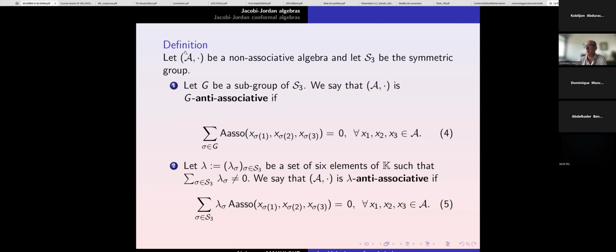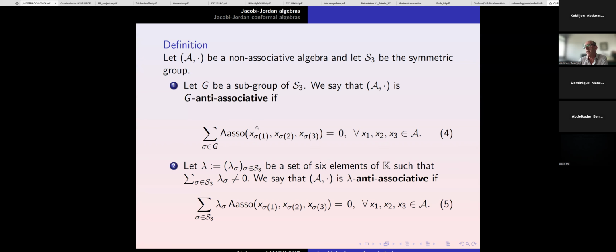Okay, now we are going to introduce some other classes of Jacobi-Jordan admissible algebras. Let us consider first a non-associative algebra A, and we are going to deal with the symmetric group S3. Then we define G anti-associative algebra: A dot is a G anti-associative algebra if the sum over all the elements sigma of G, where G is a subgroup of S3, of the anti-associator of x sigma 1, x sigma 2, x sigma 3 is 0. This was introduced for Lie algebras by Gauss and Rennes. Now we generalize it here.